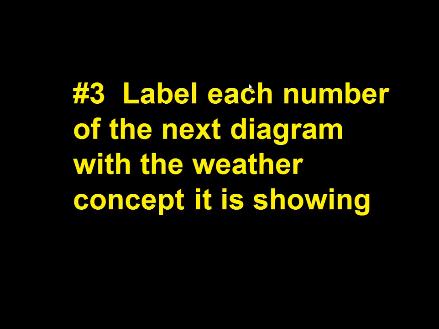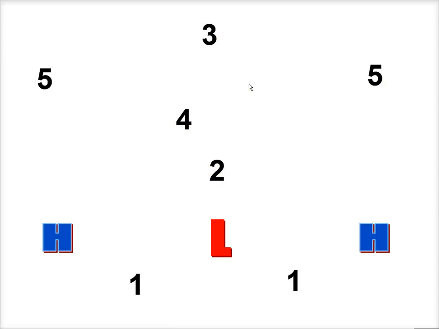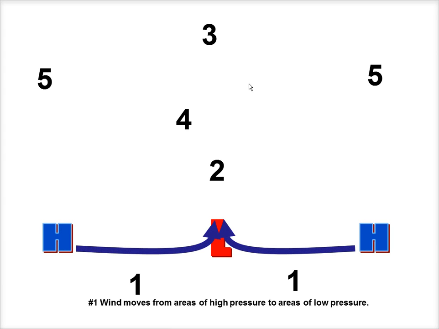The next part, you're just going to have to take a few notes on some important weather concepts, and I'd like you to label each line in your worksheet with the weather phenomenon or weather factor it's showing. So number one is what we just talked about. Air rushes from high to low pressure. Number two, at a low pressure area, the air is rising.